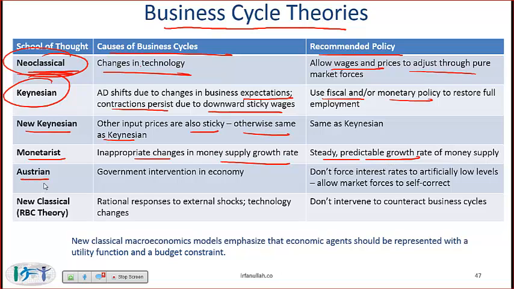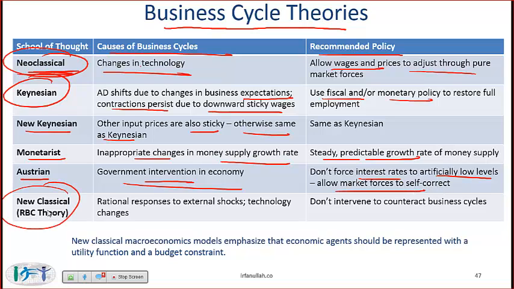The Austrian school of thought blames the government. So they say that generally large fluctuations are caused by inappropriate intervention by the government. So the best policy is that the government should not force interest rates to artificially low levels, and the government should simply allow the market forces to correct itself.